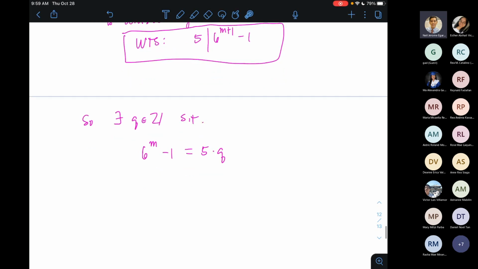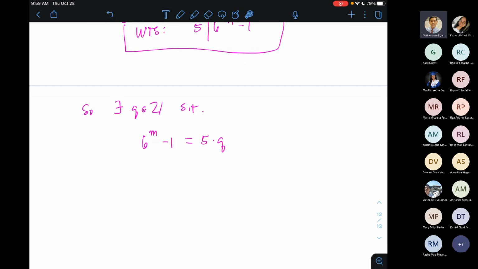So yeah, I'll try to do what Mary Mitzi suggested. Pero Mary, i-modify ko lang ng konti. Siguro mas madali siyang tingnan. Sige, gawin ko na yung sinabi ni Mary. Mukhang mas madali siya dun sa inisip ko. So mag-multiply daw ako ng 6 both sides. So I'll have 6 times 6 to the m minus 1.